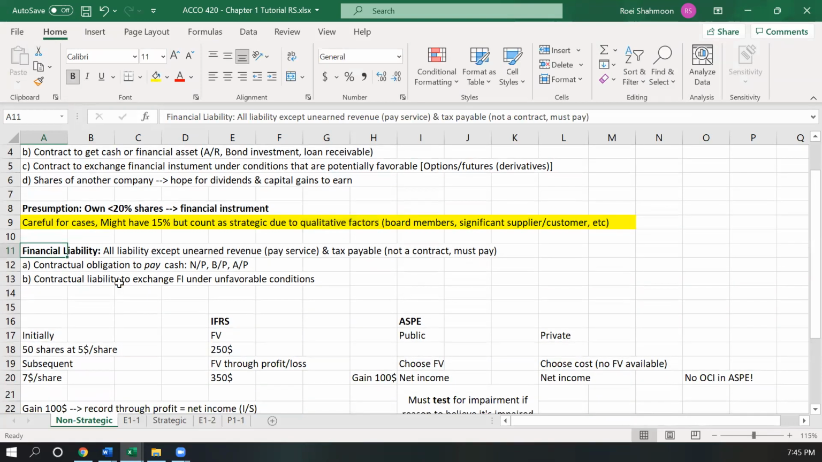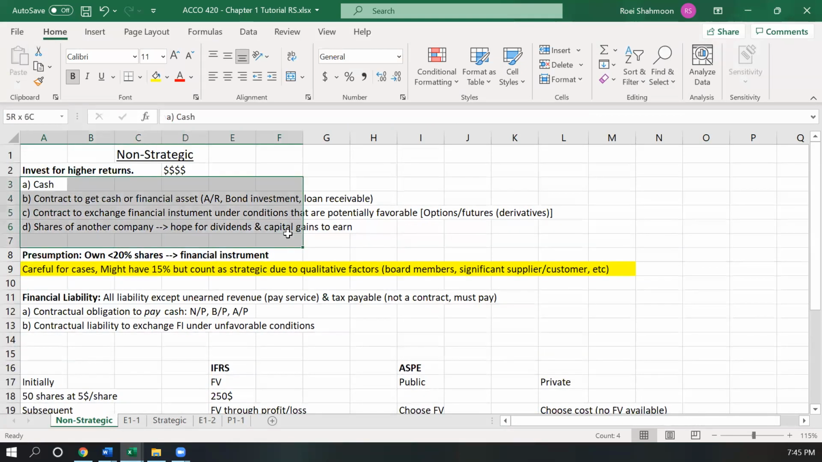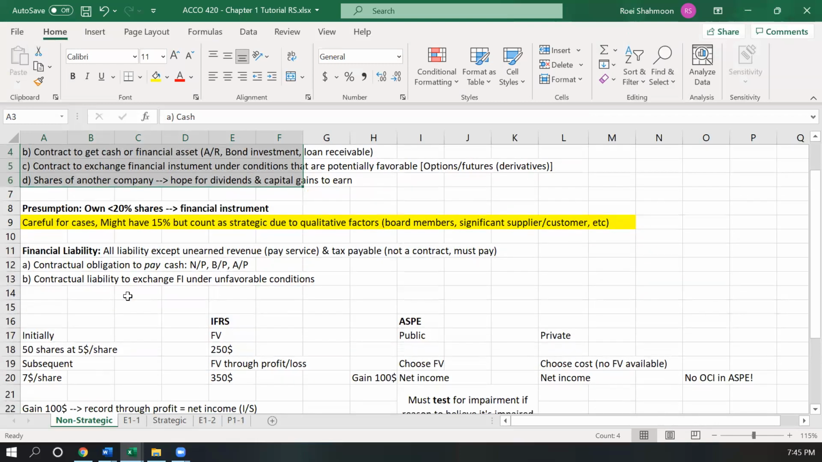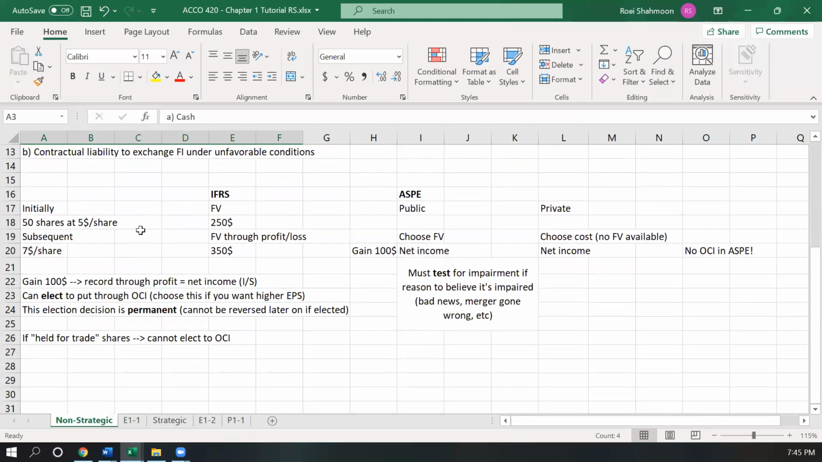Now, financial liability, I'm not really going to go over it. You have it here in the recording, but it's just the reverse of this, looking from the lender perspective. So just take a look at that. Not really important, but this is important. So let's take a look here.